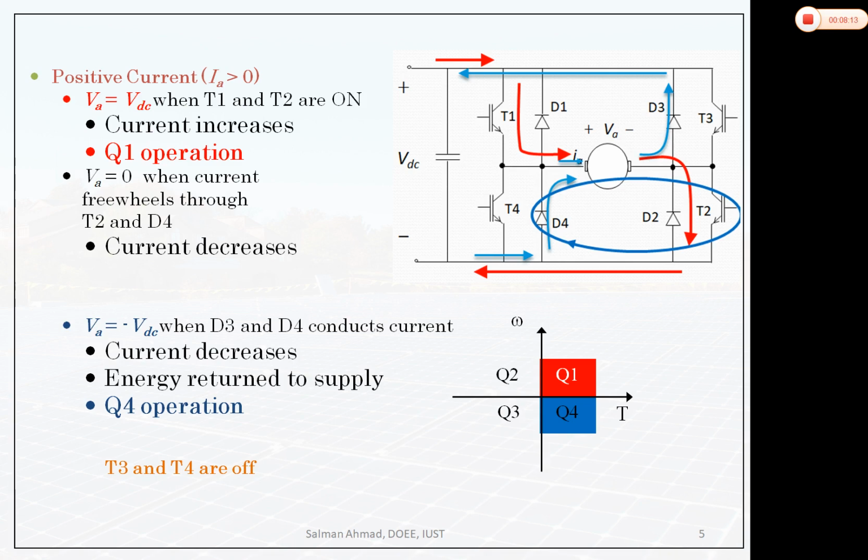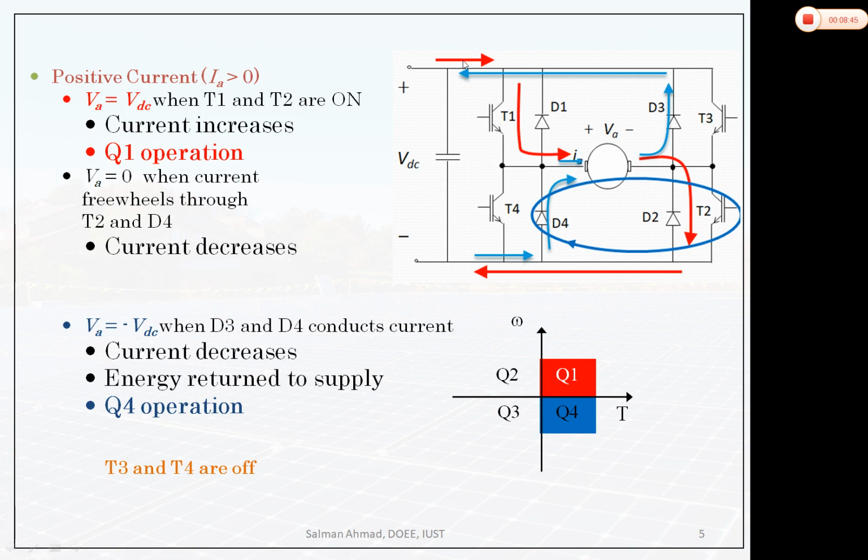So we can see that for positive current direction, the voltage applied across the armature could be VDC, it could be 0, or it could be minus VDC. So it is swinging between VDC, 0 and minus VDC. That means we can change the direction of the speed. So you can see the speed can be positive, speed can be negative.